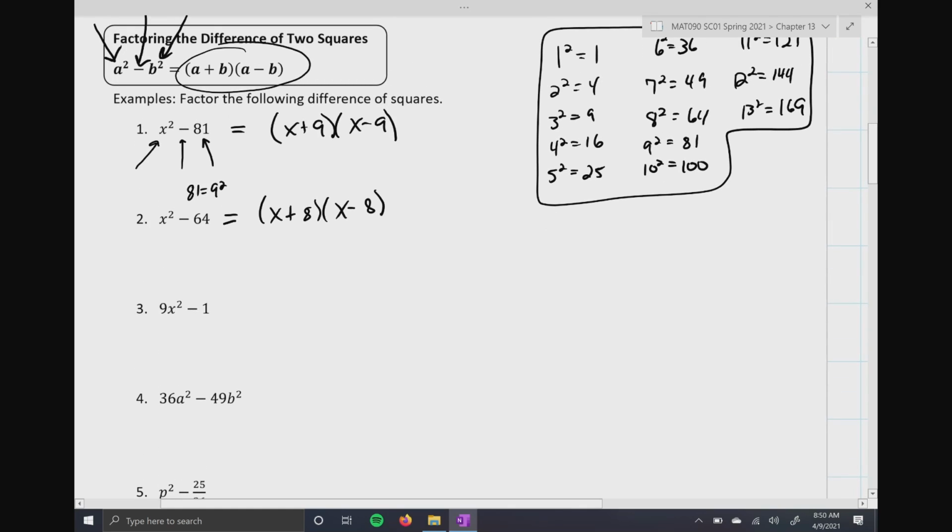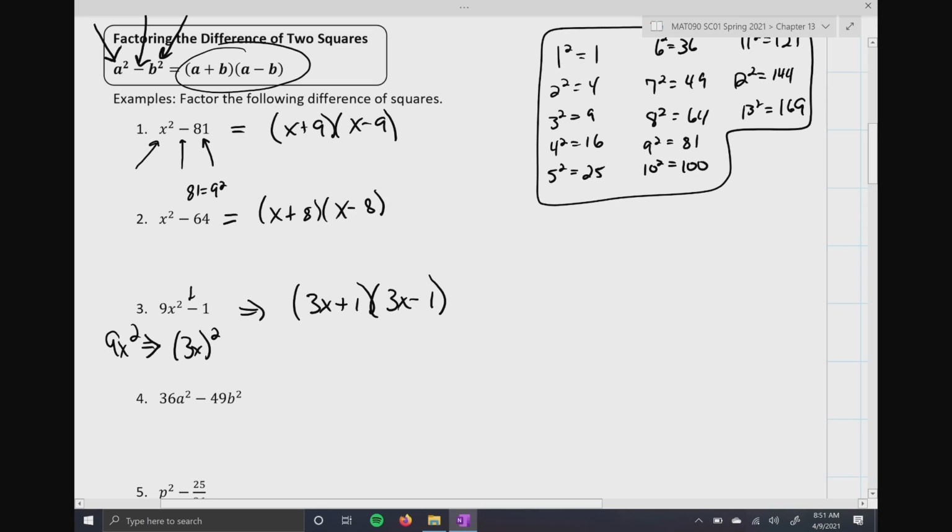For number 3, how many terms? 2. Is there a minus sign in between? Yes. Is the first term a perfect square? Now, the first term is 9x squared. If you need to, you can rewrite 9x squared as the quantity 3x, squared, because remember, a power raised to a power, you multiply the powers. So, 3x is my first term. My second term is 1. And I know 1 squared equals 1. So that's a perfect square also. So this is going to be 3x plus 1 and 3x minus 1.